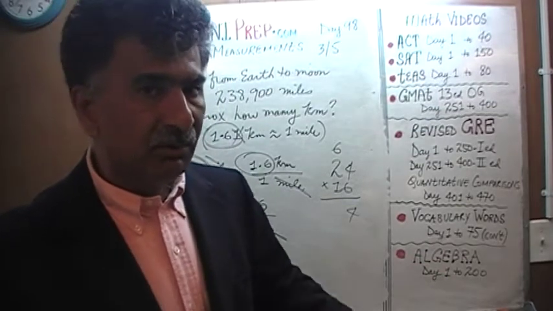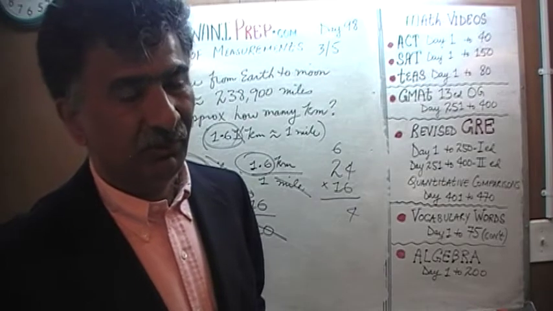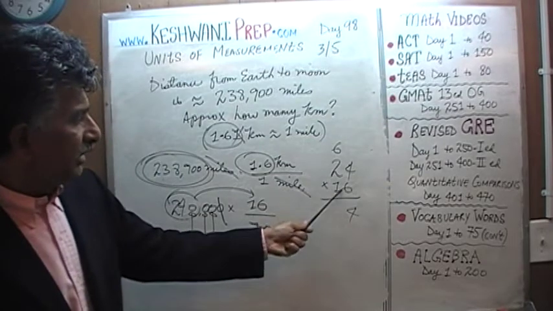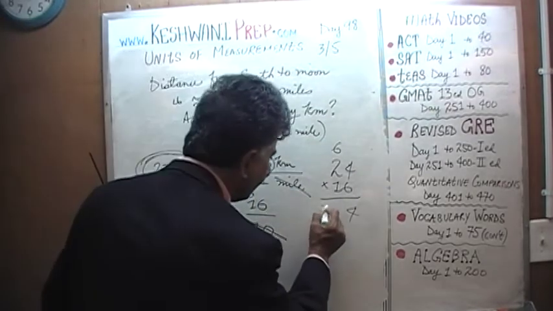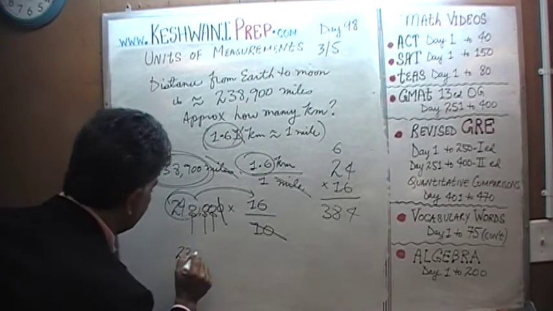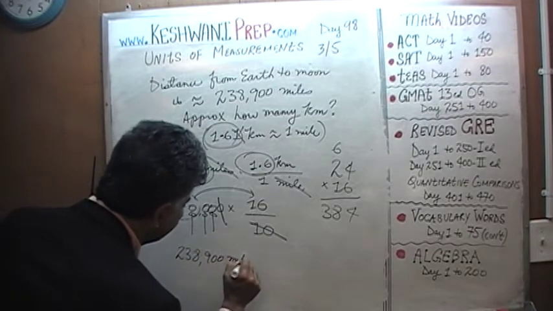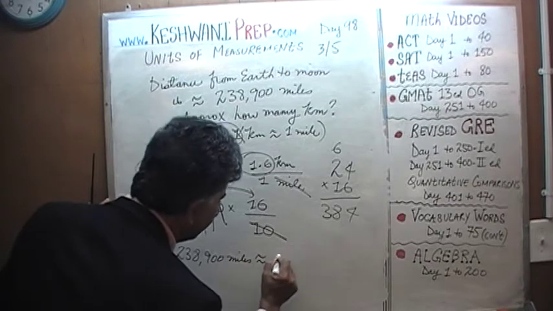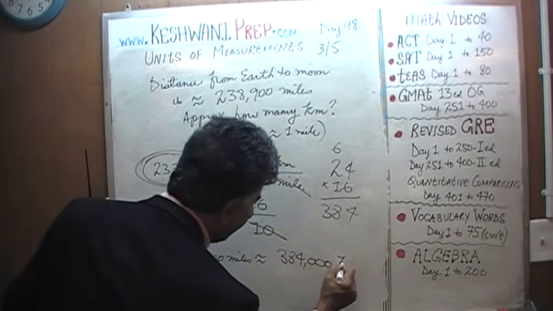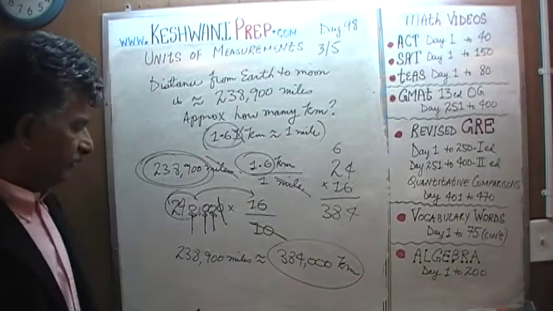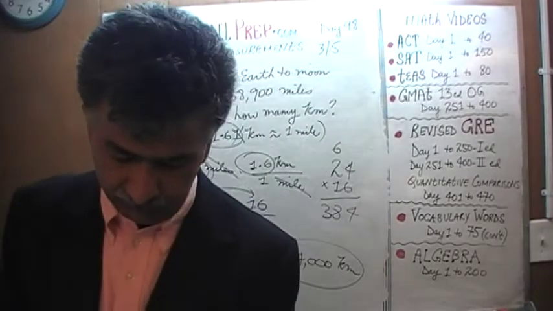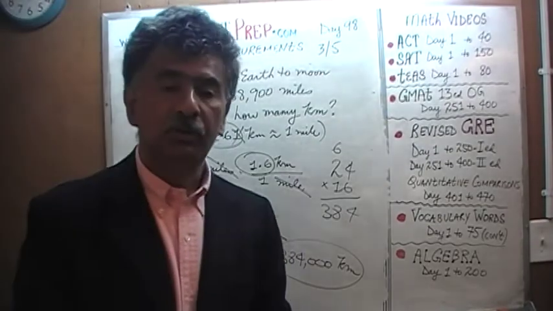But in reality, you can cheat. Do you understand? I really didn't know what 16 times 4 was. It's just the double of 32 is 64. 4 carries 6. And then here we have 32. 32 plus 6 is 38. There you go, 38. So the answer is: 238,900 miles is approximately 384. Don't forget we have 3 zeros: 1, 2, 3. 384,000 kilometers. The distance from here to the moon, measured in kilometers, works out to be 384,000 kilometers to Mr. Moon.